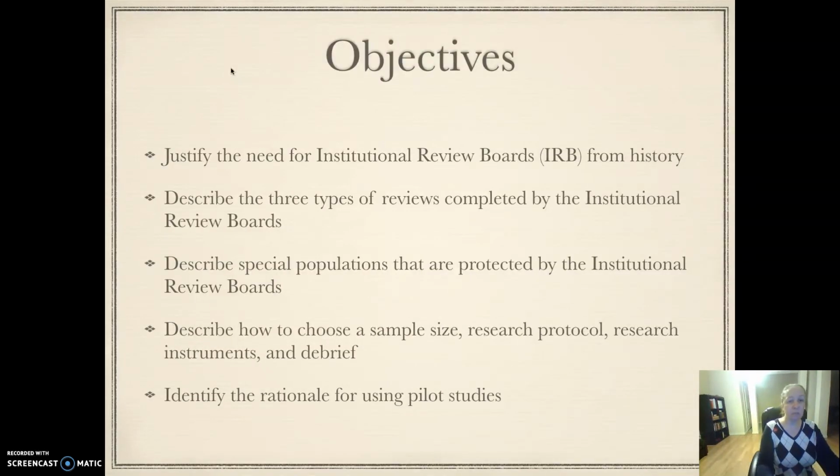The objectives of this presentation are to first justify the need for institutional review boards from history. Second, to describe the three types of reviews completed by the IRB. Next, to describe special populations that are protected by the IRB. Then we will describe how to choose a sample size, research protocol, different research instruments, and how to debrief after a research study, and finally, to identify the rationale for using pilot studies.